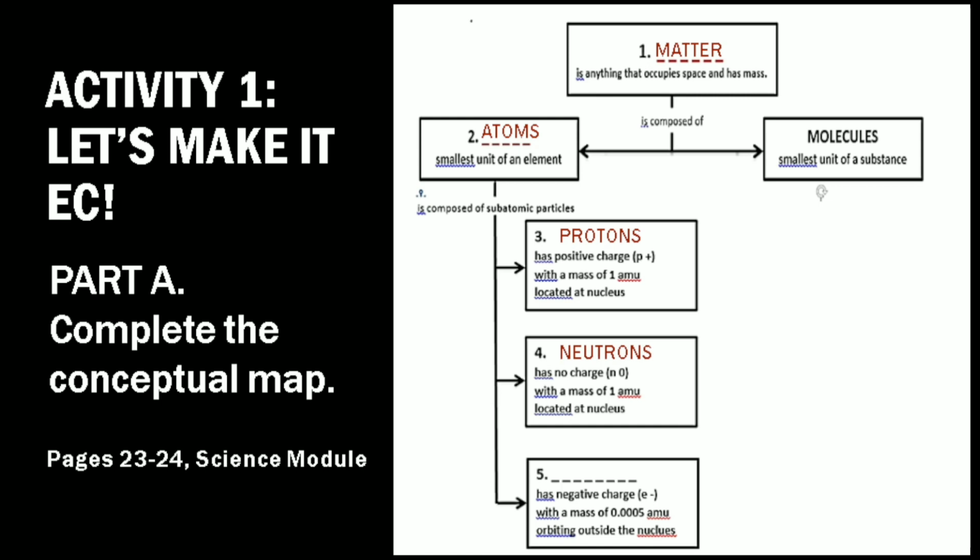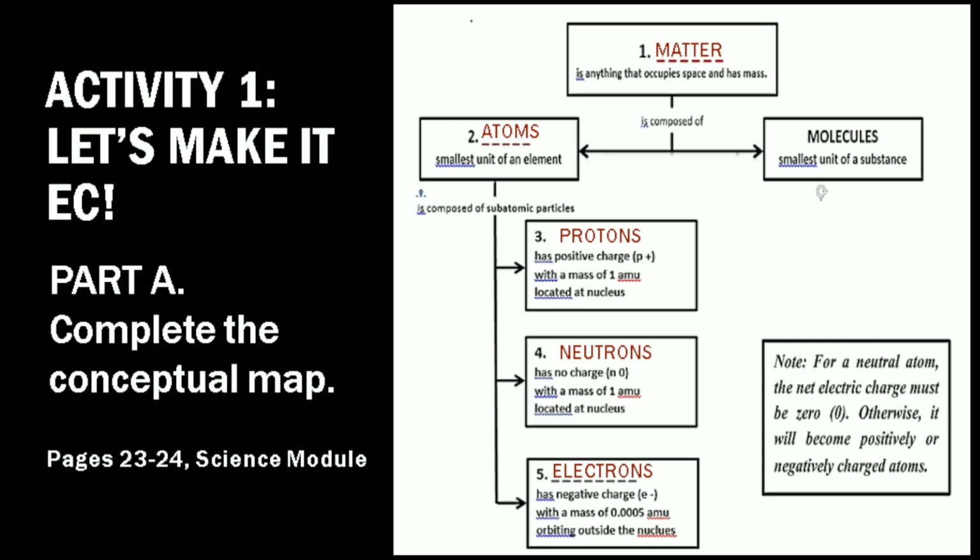Next, for number 5, blank has a negative charge with the symbol of E negative with a mass of 0.0005 atomic mass unit orbiting outside the nucleus. Write your answer in your notebook. What is your answer? Great, it is electron or electrons. Take note, for a neutral atom, the net electric charge must be 0. Otherwise, it will become positively or negatively charged atoms.